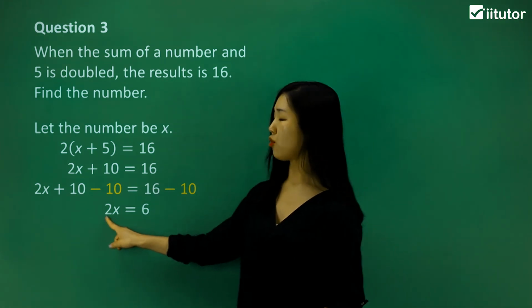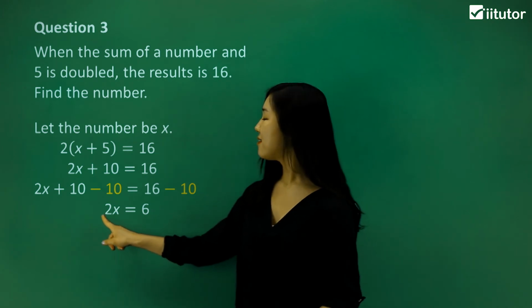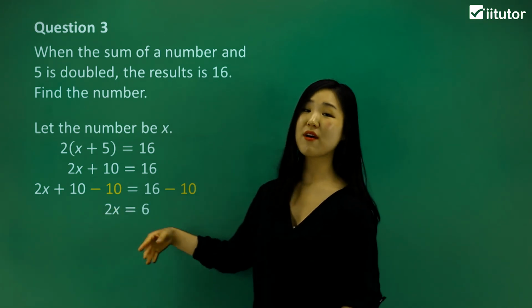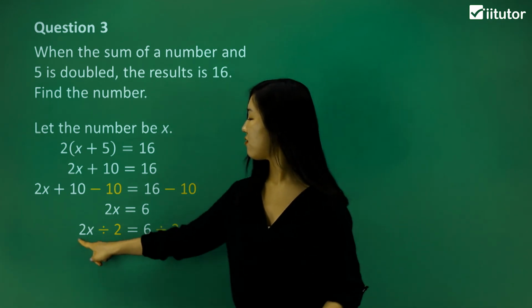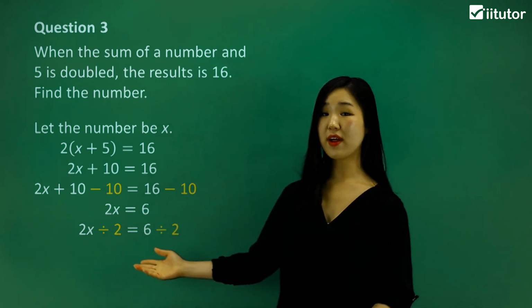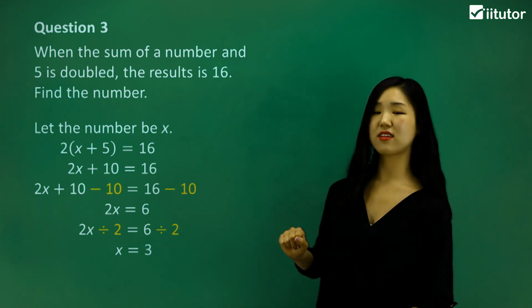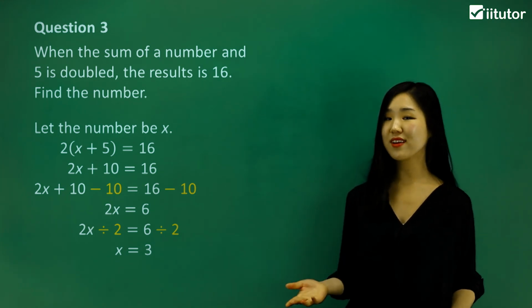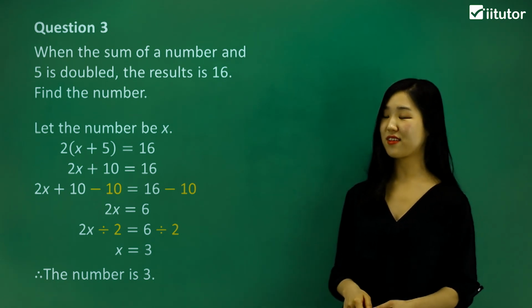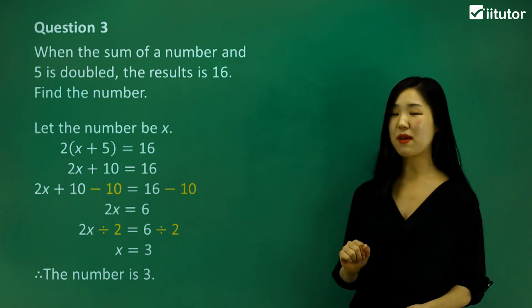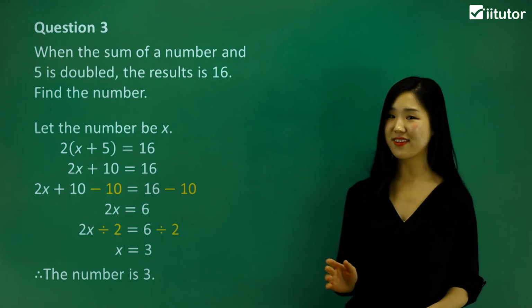Now, let's get rid of the 2, because we just want x. Because 2 is being multiplied to x, we'll have to now divide by 2. And again, do it to both sides. 2 divided by 2 is 1, so we just have 1x, which is just x, and 6 divided by 2 is 3. So we can conclude by saying the number is 3. Alright guys, I want you to always do this conclusion as well. And also, make sure you don't forget to do everything on both sides of the equation.